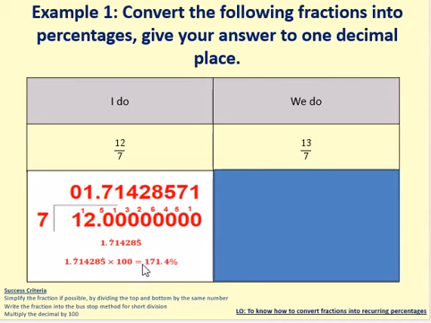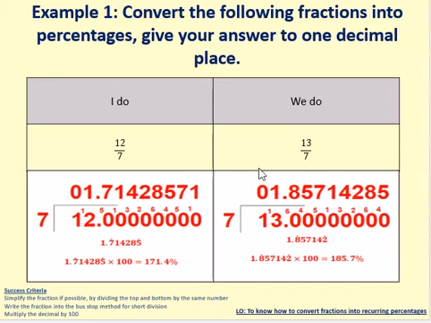So 1.714285 times 100 equals 171.4 to 1 decimal place. So pause the video there, copy that down, and then try the we do for me, please.